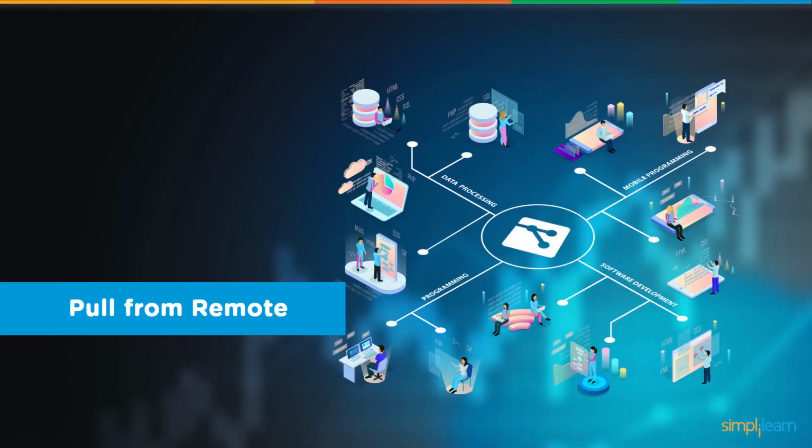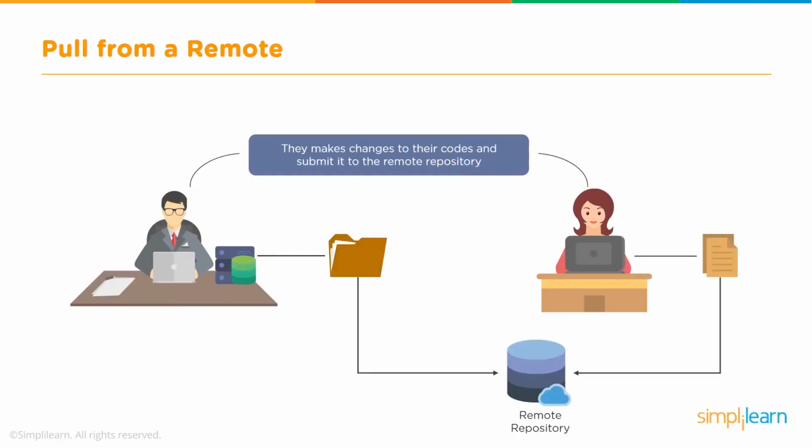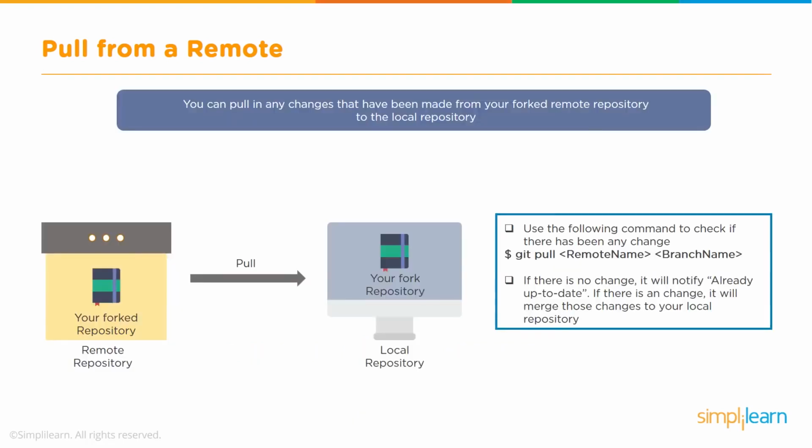Let's talk a little bit about pull from remote. Suppose there are two developers working together on an application. The concept of having a remote repository means the two developers will be checking their code into a remote repository that becomes a centralized location for them to store their code. It enables them to stay updated on the recent changes to the repository because they'll be able to pull the latest changes from that remote repository so that as developers, they're always working on the latest code. So you can pull any changes that you have made to your forked remote repository to your local repository.